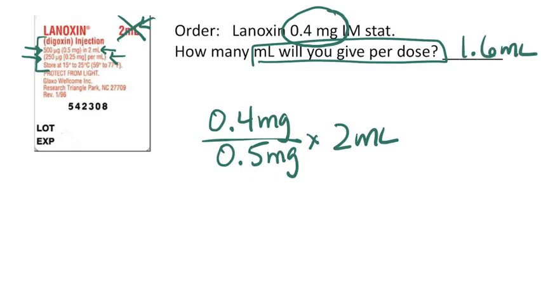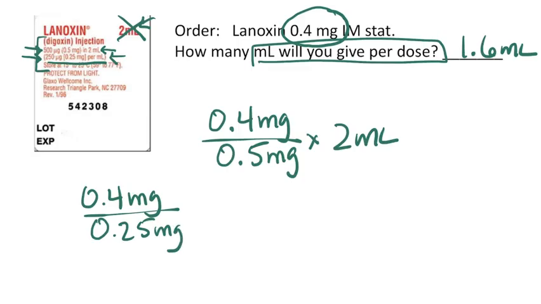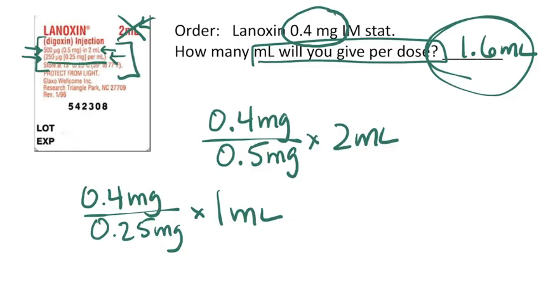And just for fun, let's do the other concentration. So my doctor's order is 0.4 milligrams. And I'm going to look at this number down here below. And what do I have? I have 0.25 milligrams times 1 milliliter. Okay, going back to my calculator, it's 0.4 divided by 0.25. That's going to equal 1.6. And I'm going to multiply that by 1. And again, it equals 1.6. So that's the beauty of how ratio and proportion works. Either of those numbers work. Okay, let's keep moving on.